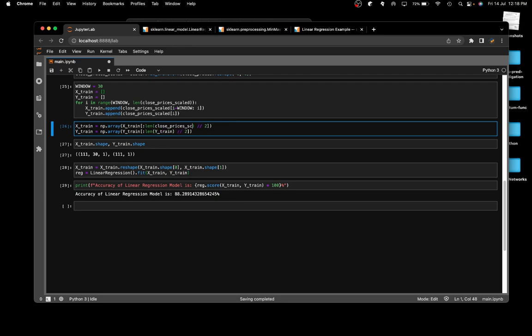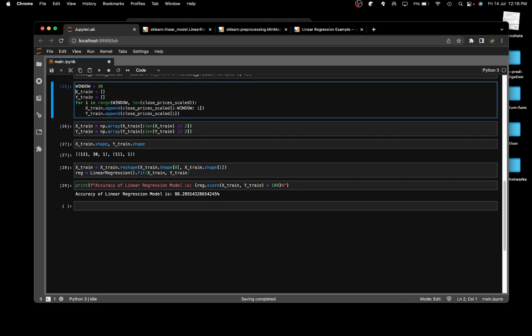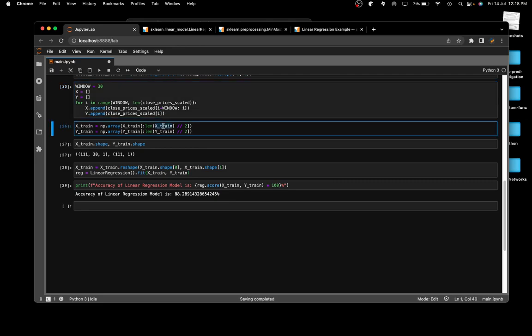Actually, no, it should be len x train. So I think I should just make these x and y. X and make this y. And then over here, x, y. Pretty much doing the same thing, just a little differently.